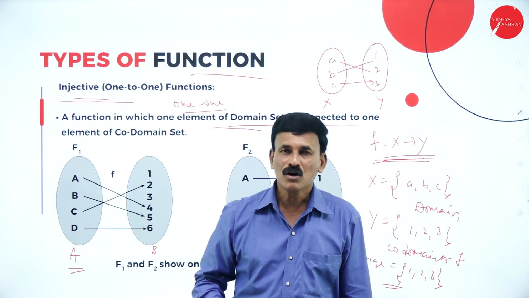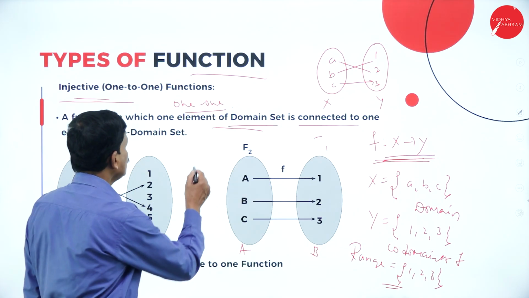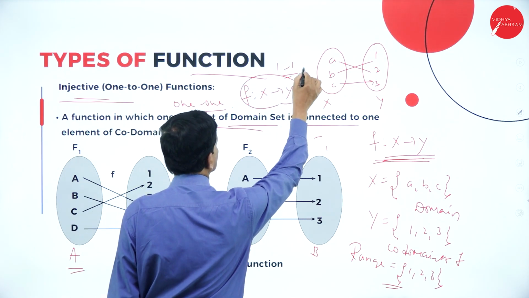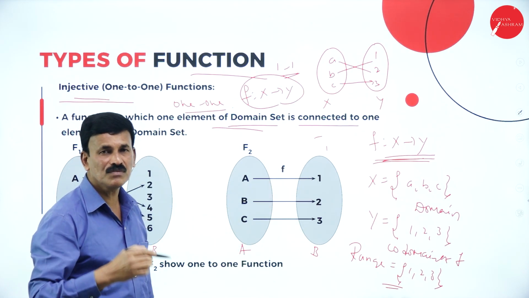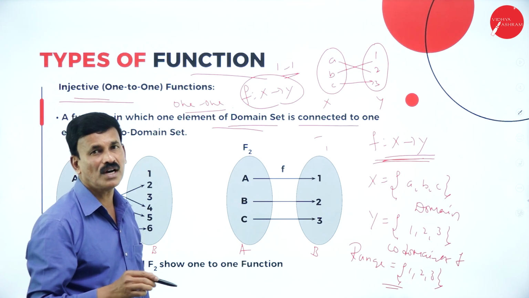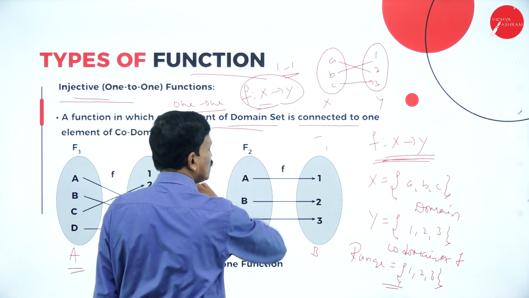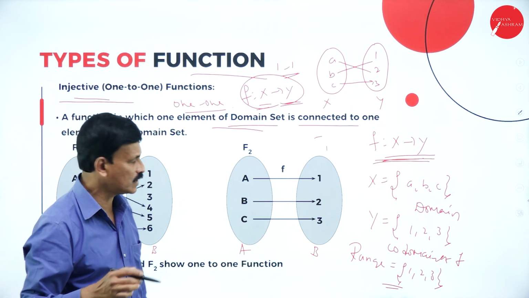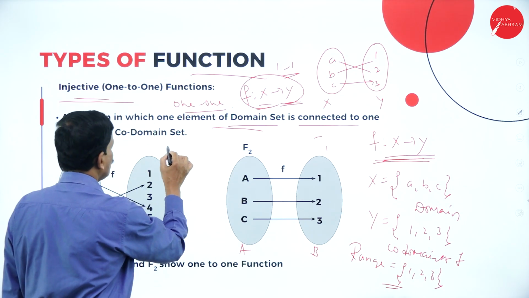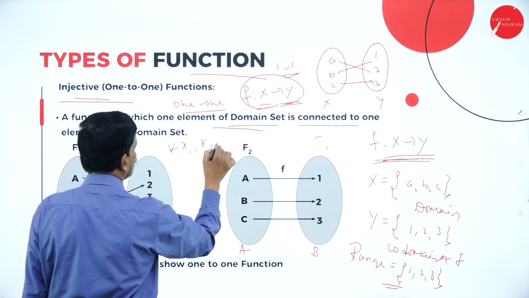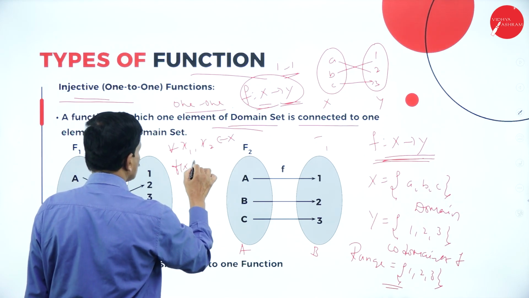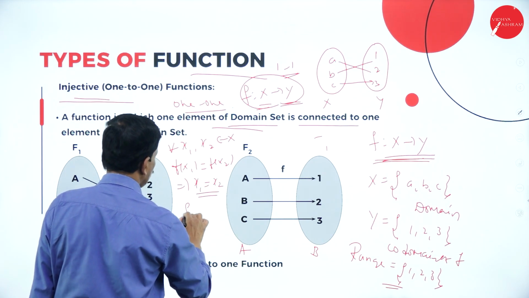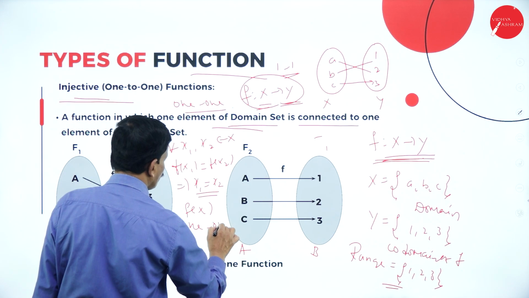So, in general, how to define a one-one function? A function f from X to Y is said to be one-one if distinct elements of X have distinct images in set Y. Distinct elements of the set X will have distinct images in the set Y, then it is called a one-one function. Suppose for all x1, x2 belonging to the set X, if f of x1 is equal to f of x2 implies x1 is equal to x2, then f of x is said to be a one-one function.